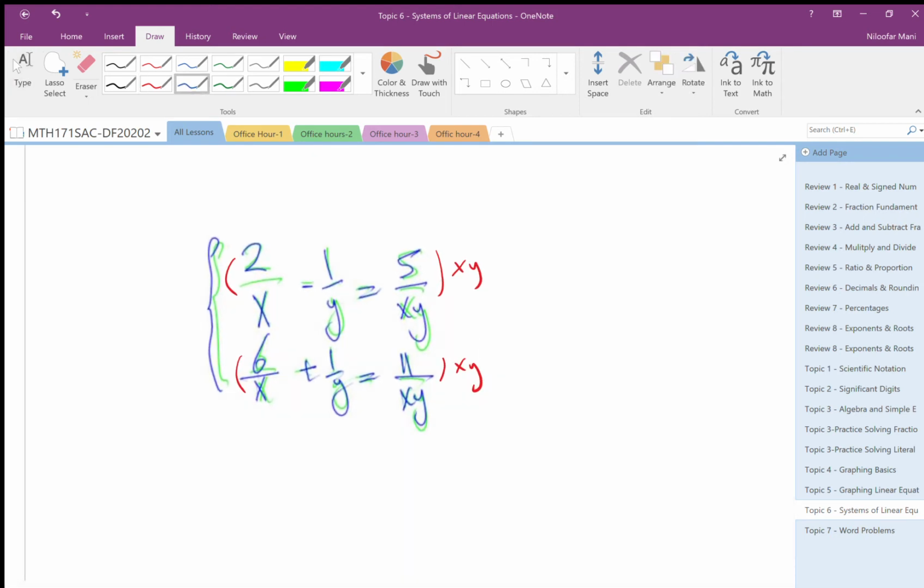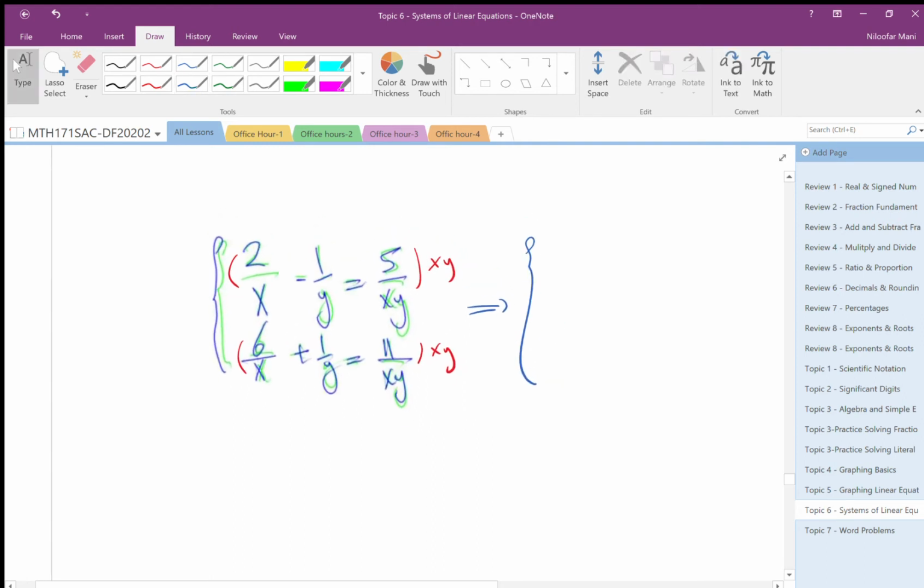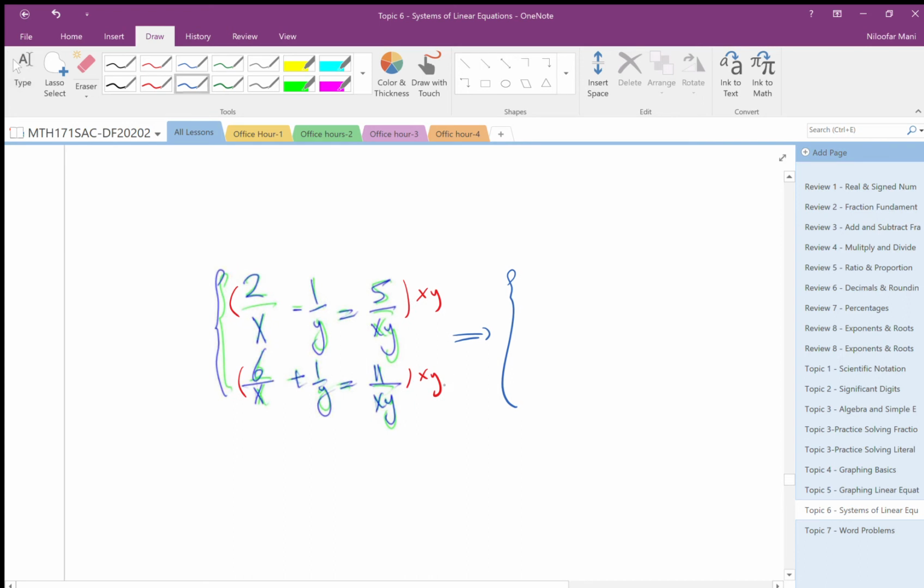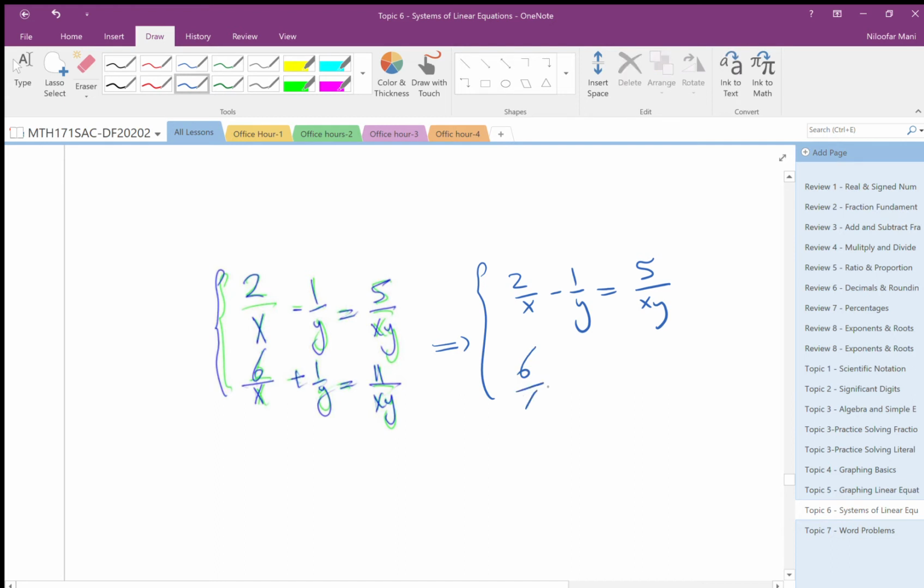Okay, so maybe I have to keep the original equation, because when a student goes to the file, I want them to see the original equation and then see what I did. So I write it again. It's 2 over x minus 1 over y equals 5 over xy, and 6 over x plus 1 over y equals 11 over xy.